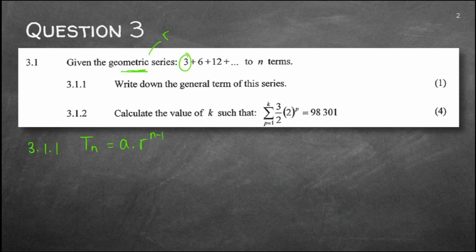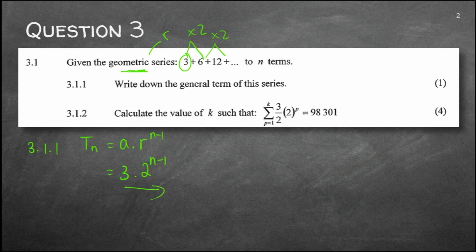So I do know that a is equal to 3. Then every time we are multiplying with 2. So it's times 2 to the power of n minus 1. And that's your general term.